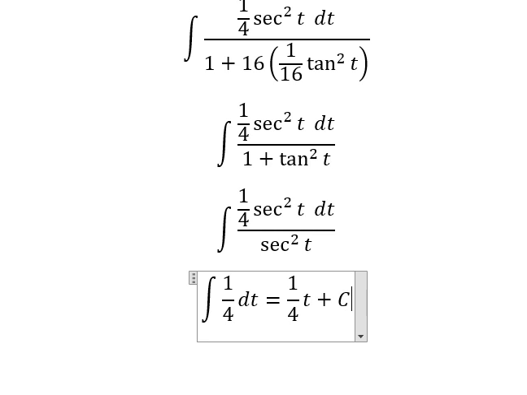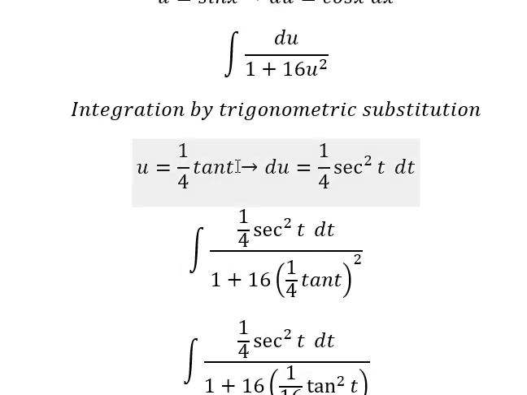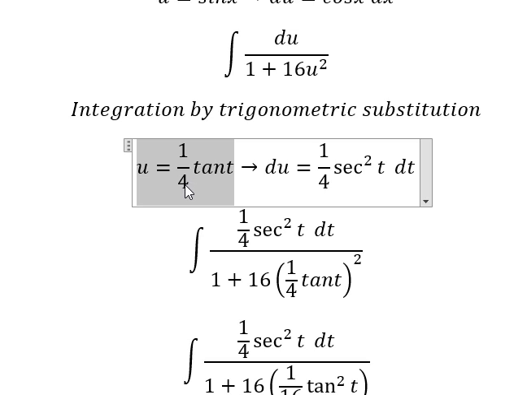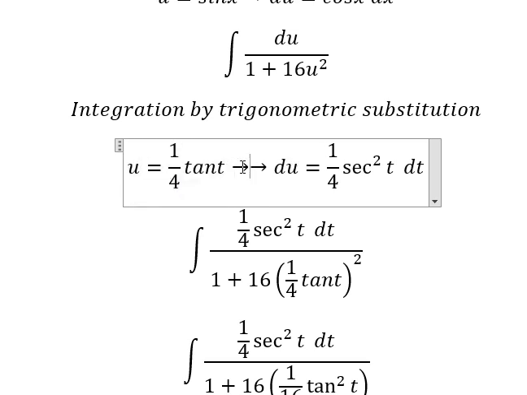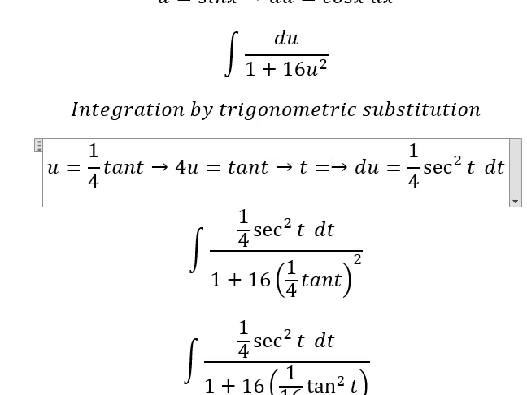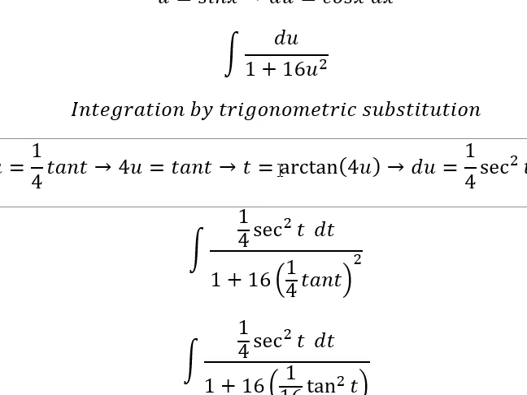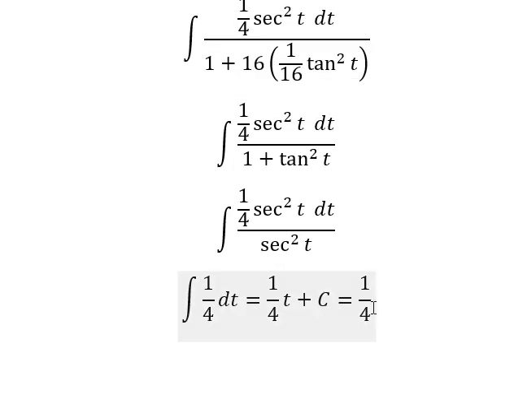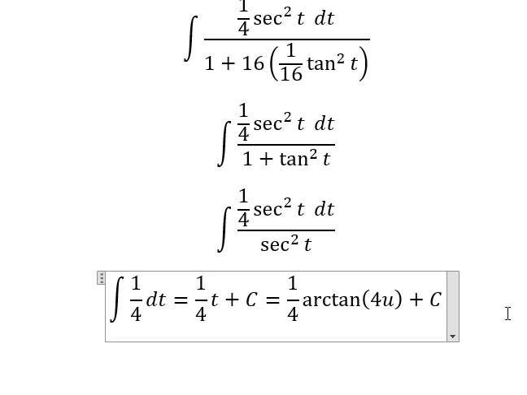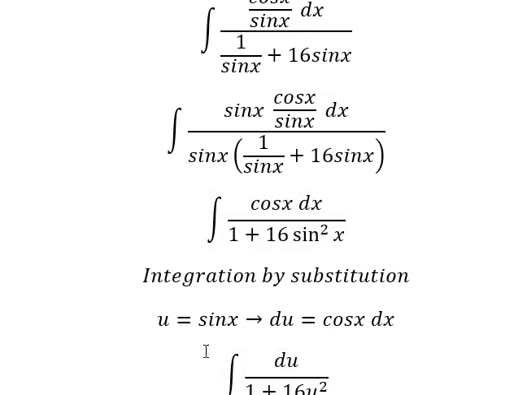And we have t in here. About t, that is about this one. So I will put number 4 to the left. So we have t equal to arctan of 4u. So I will put this one to change for t. About u, that is about sine x.